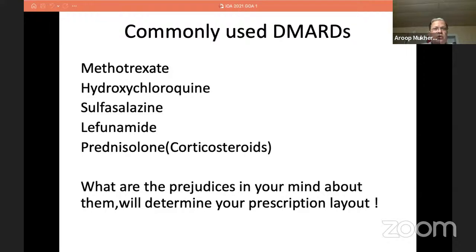Why do I commonly use DMARDs? These are age-old, well-practiced DMARDs. We know their side effects, we know their dosing schedule, and we can manage and identify their adverse reactions much before, by simply looking at the blood test. So these are the five commonly used DMARDs in my prescription.